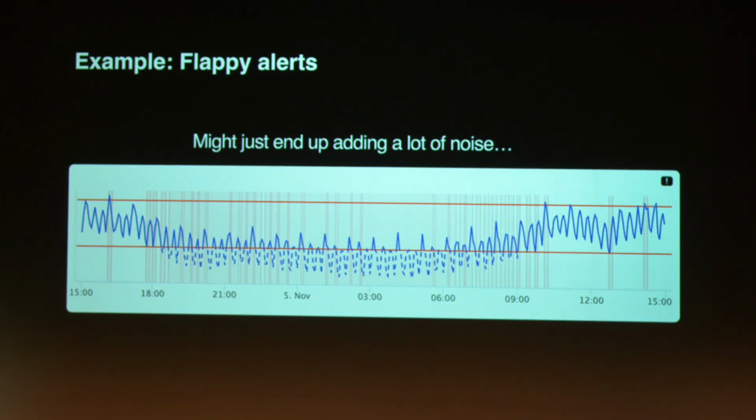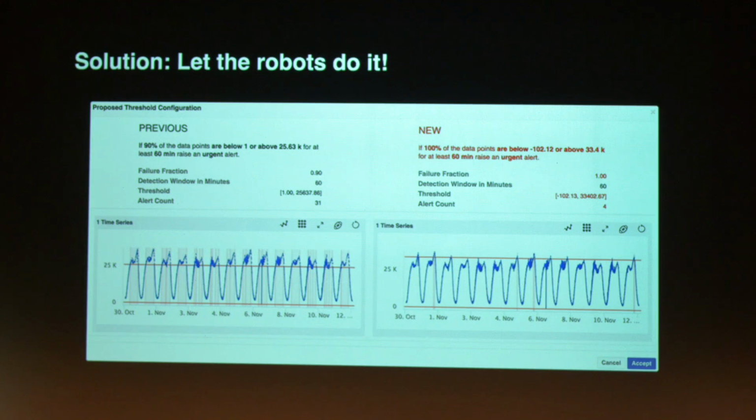So this might just end up adding a lot of noise. And here, all those red lines you see is, again, a string graph from our internal service, and all those are alerts. And this team is not a happy team at this point. So what can we do about it?